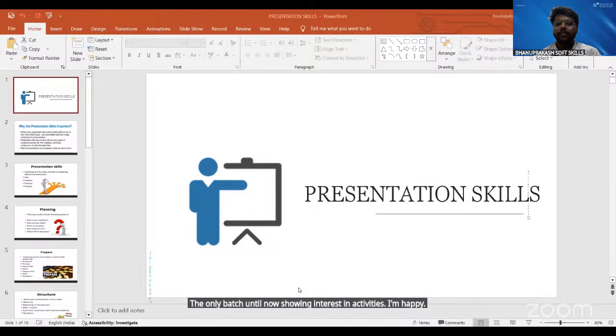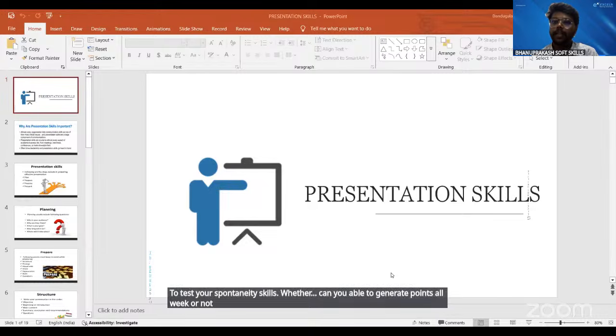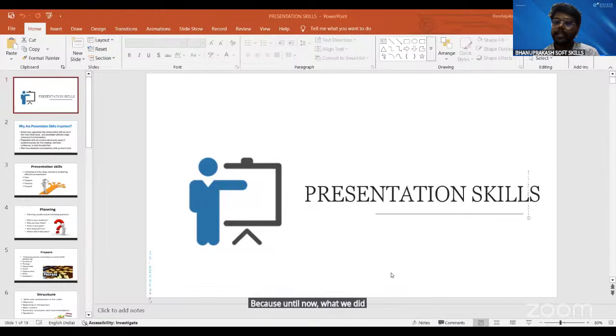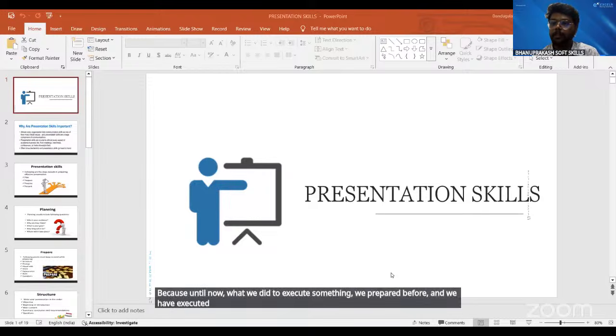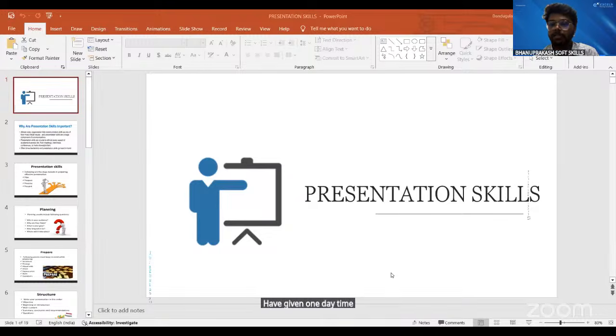Okay, simple. The activity which I'm going to conduct now is a spontaneity activity. Spontaneity in the sense to test your spontaneity skills, whether you are able to generate points quickly or not. Because until now, to execute something, we prepared before and then executed, just like the JAM session, which is a best example. I gave you one day's time to prepare the JAM topic and everything.